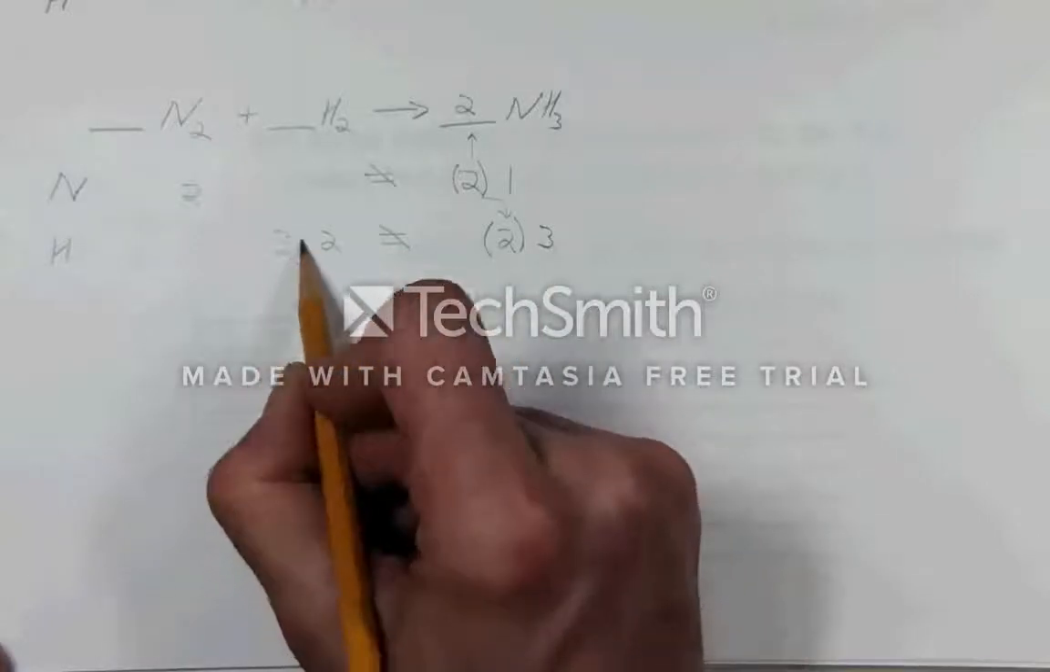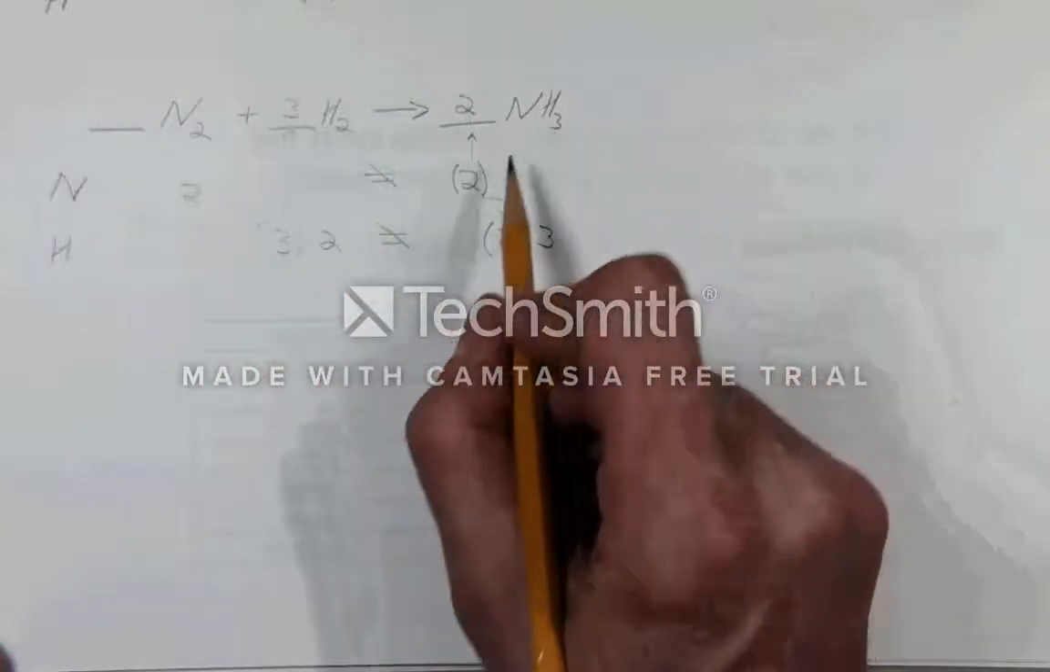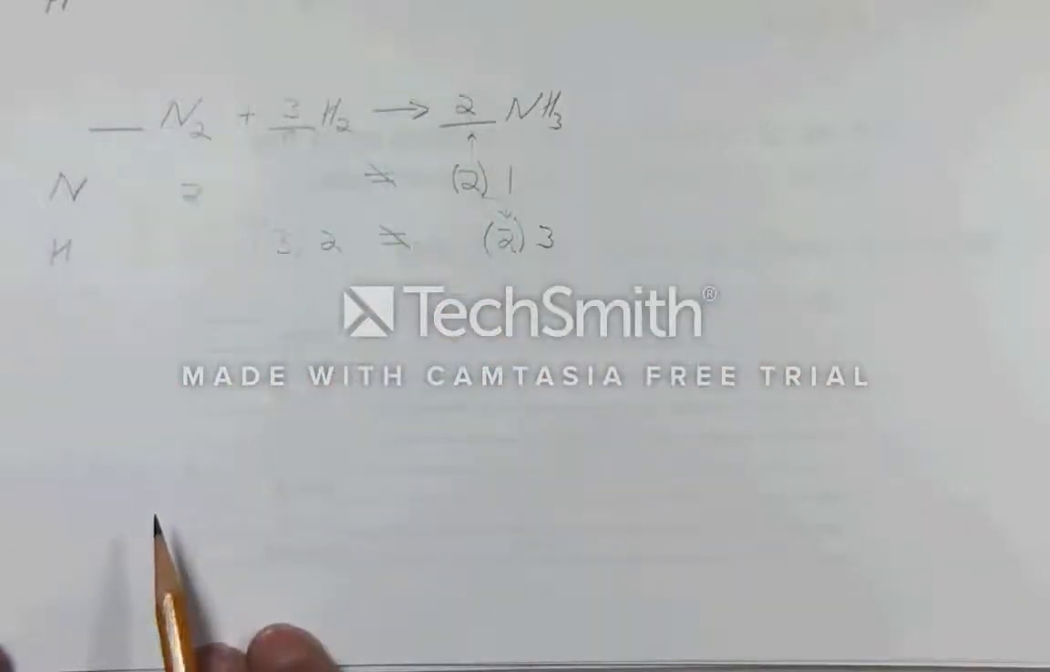We can fix that with the coefficient of 3. So 3 goes up here. 3 times 2 equals 2 times 3. This equation is now balanced.